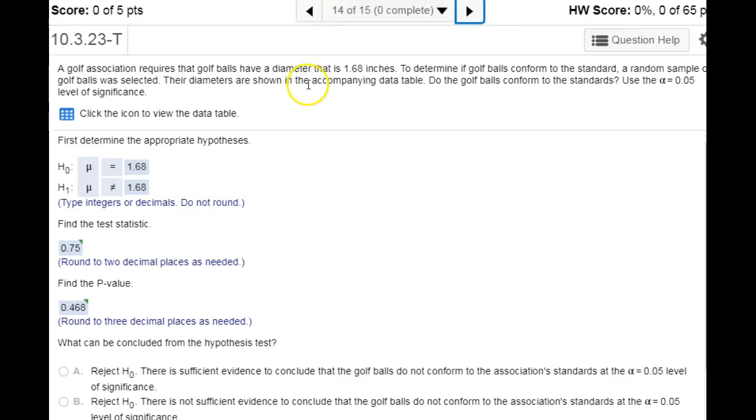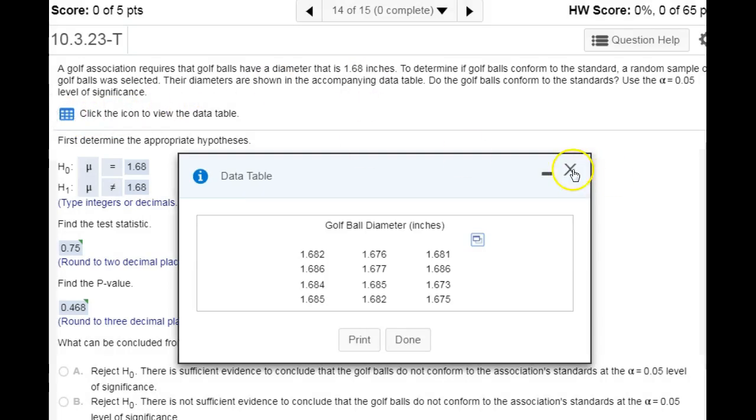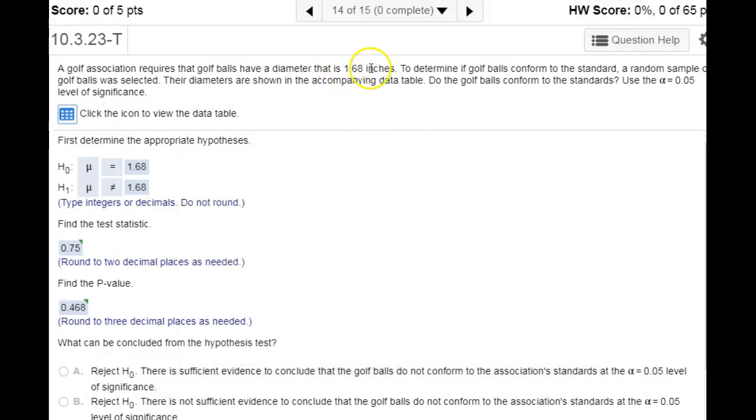For number 14, this story problem is about manufacturing, and any type of manufacturing that needs to have consistency could use a hypothesis test like this to make sure the product they're making is consistent with the expectations. In this example, a golf association working with golf balls, they have to be a certain size. And so before we jump into that, this is the size they have to be.